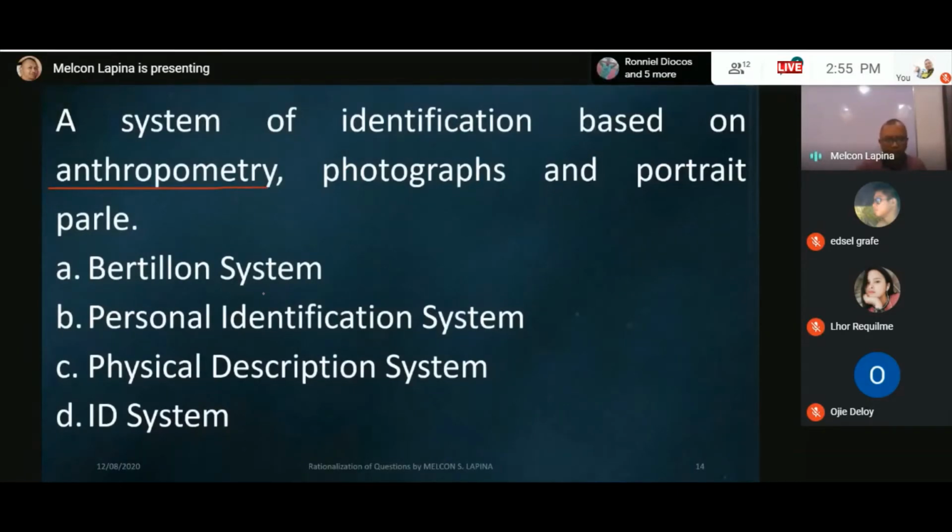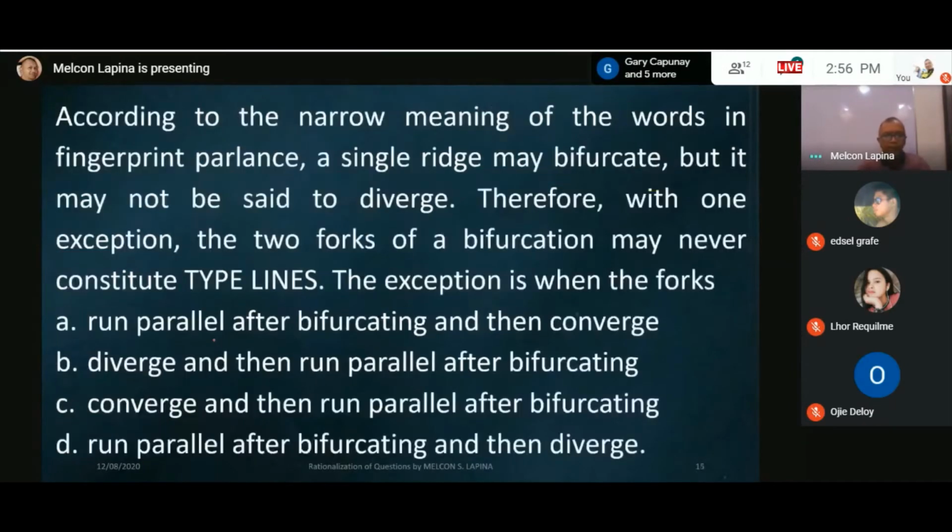And then number 14, a system of identification based on anthropometry. So we have discussed already photographs and portrait parlé. So that is known as the Bertillon System. So, dali lang, no? Let us continue with number 15.